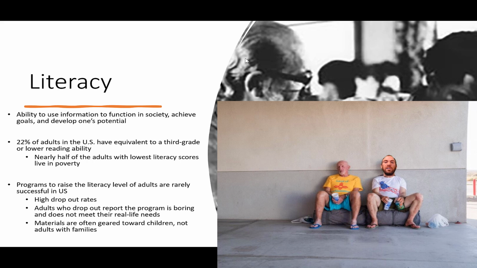So the idea here is that literacy rates are correlated with class, and the lowest literacy rates are concentrated within individuals who live in poverty. And programs in the U.S. that emphasize literacy have low success rates, and individuals who participate in these programs report that the programs are boring and they're really not meeting the real-life needs of the individuals. And this could be because the materials provided to them are something like Dr. Seuss or some childlike materials that are not geared towards adults.